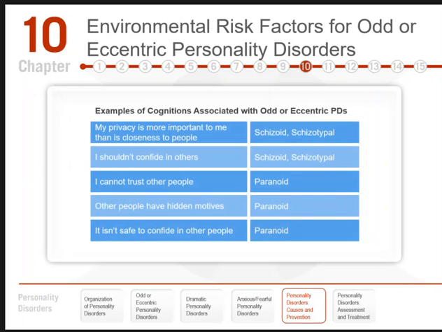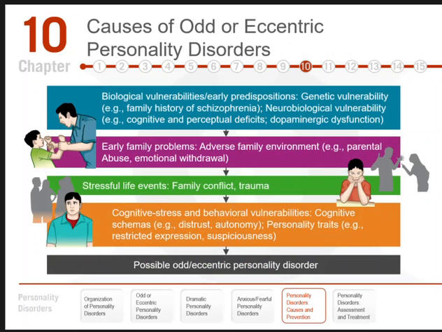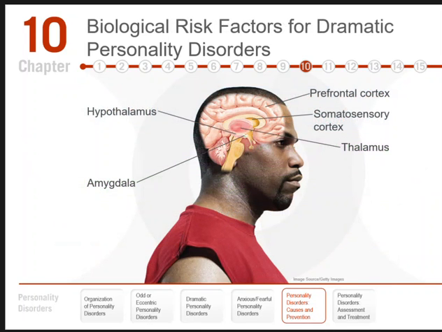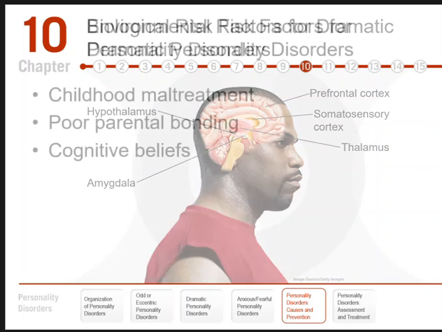These are just environmental risk factors. This shows you causes of the odd or eccentric personality disorders, and it gives you different causes there: biological vulnerabilities, genetics, early family problems, adverse family environment, stressful events. So basically, how you have interacted with your family. It shows you some brain function. I'm not going to make you spend a lot of time on that.